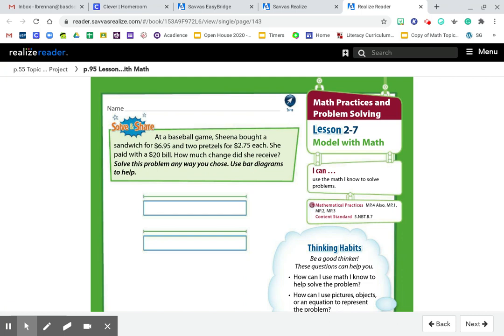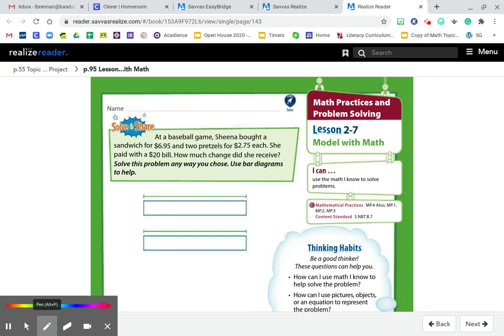So remember, the bar diagram is a strategy that helps you organize your thoughts. So we're going to use the bar diagram today. And let's see what we're starting out with. Now, we don't know whether we're adding or subtracting, so we're going to have to figure that out. So she bought a sandwich for $6.95 and two pretzels for $2.75. She paid with $20. How much change should she receive?